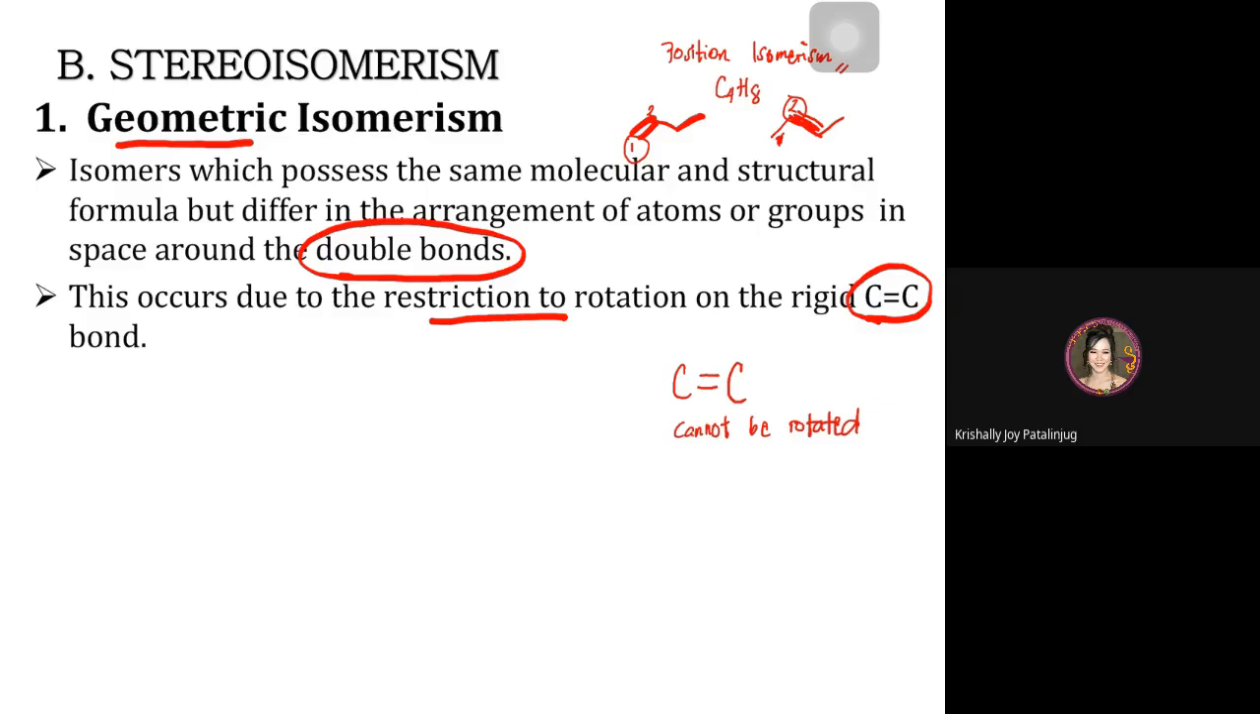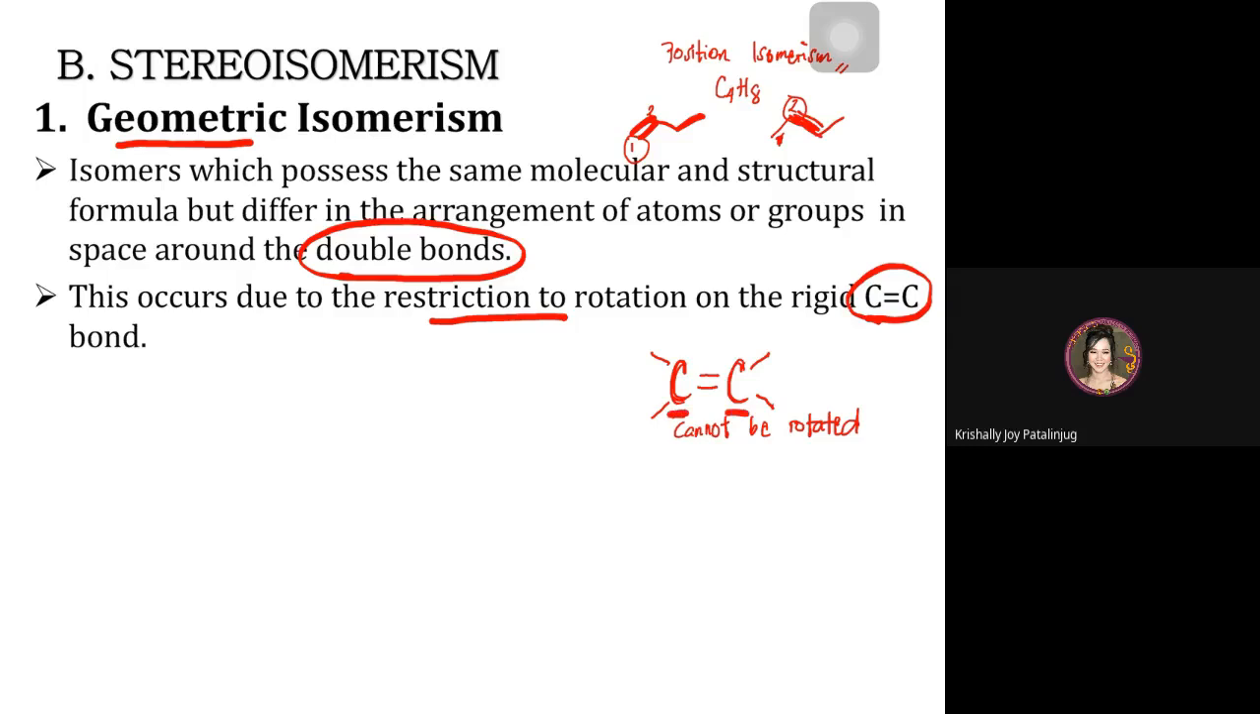Therefore, when we analyze the three-dimensional orientation of the atoms or the group of atoms that are directly attached to each double bond carbon, in a trigonal planar orientation, they may have a different arrangement. Particularly, it could produce two possible structures for a molecule of alkene.